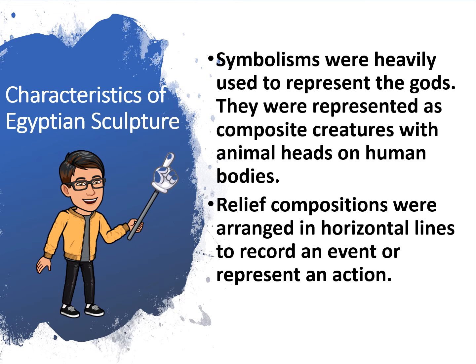Yung gods nila, kapag nag-sculpt sila ng god nila, no, ang makikita natin is isang composite creatures daw. Pag sinabing composite creatures, parang pinag-isa, no, or dalawang creature na nasa isang katawan, no. So sabi dito, animal heads on human body. So makikita natin sa Egypt yung kanilang gods ay yung ulo ay animal and then yung katawan ay human, no.